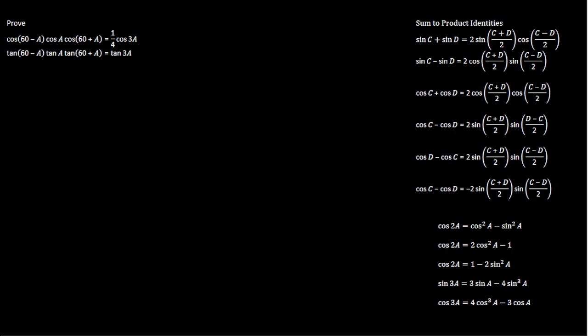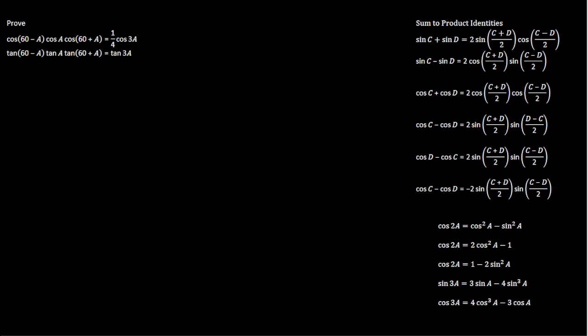In this video, let's try to solve the identities that are shown on the screen. Cos(60 minus A) cos A cos(60 plus A) equals 1 by 4 cos 3A. And similarly, prove tan(60 minus A) tan A tan(60 plus A) equals tan 3A.